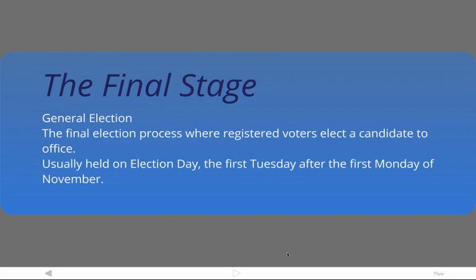So if the first Tuesday of November was the 1st of November, then you would not have Election Day that day. You would wait until the following week on the 8th to have Election Day. I'm not sure why, that's just what they've done. So this is what you need to do to become the candidate for office, and then what you do in order to win and become an office holder.